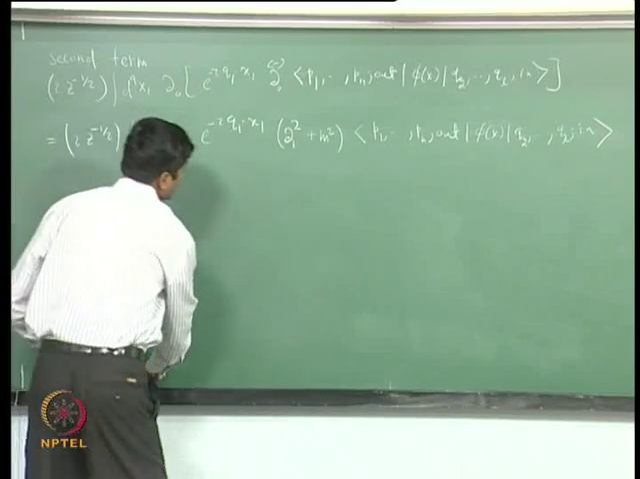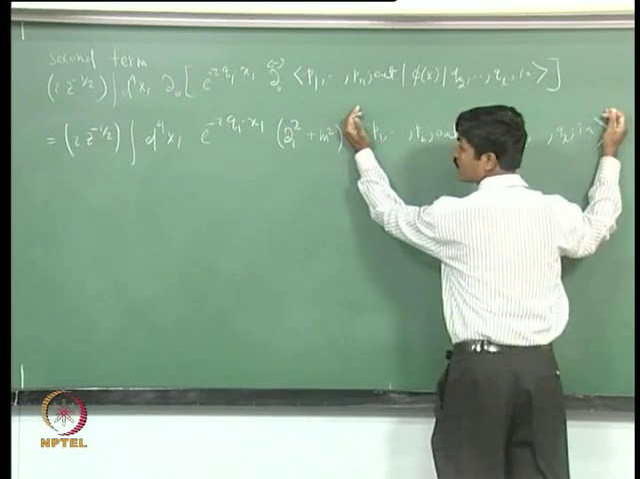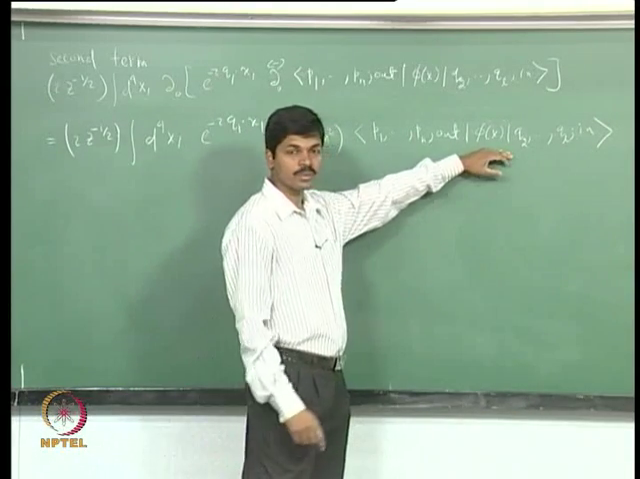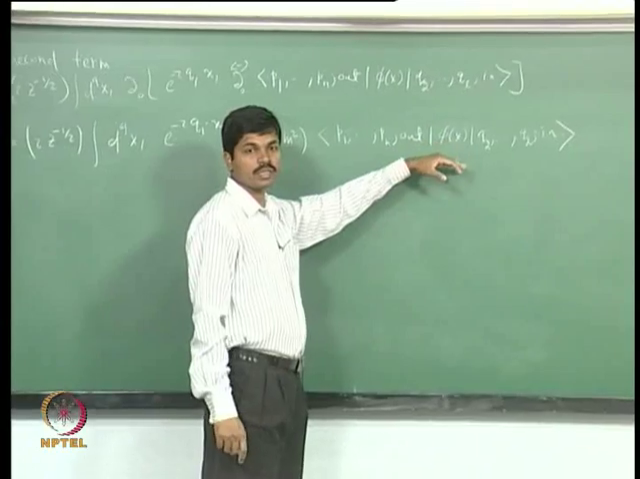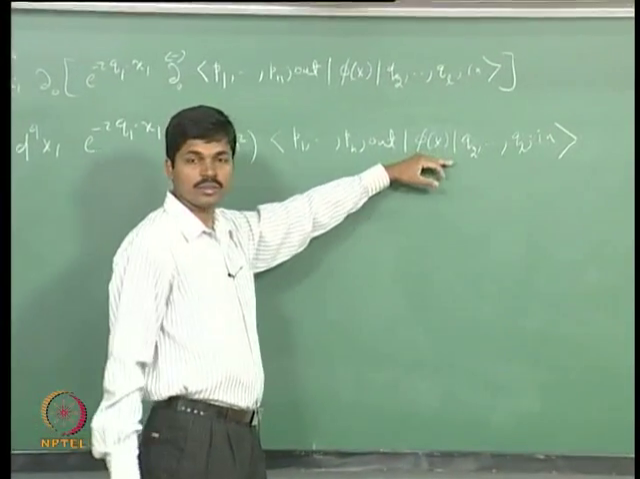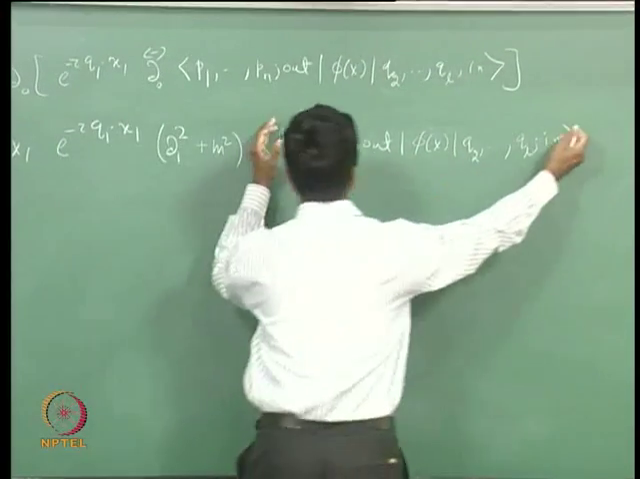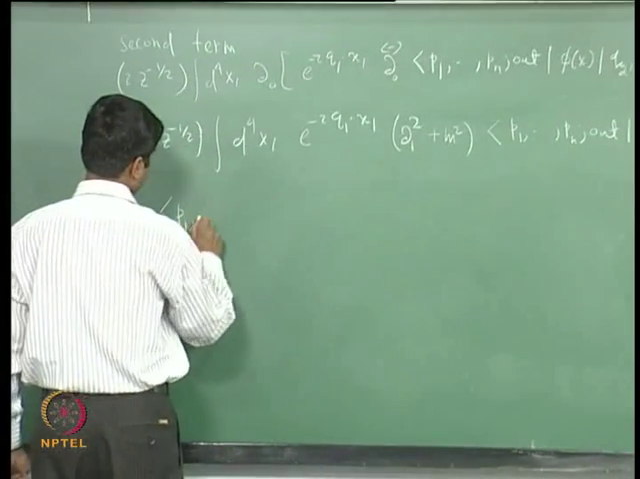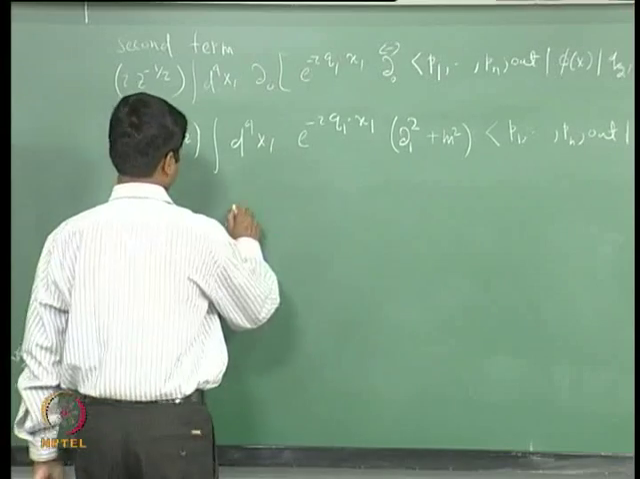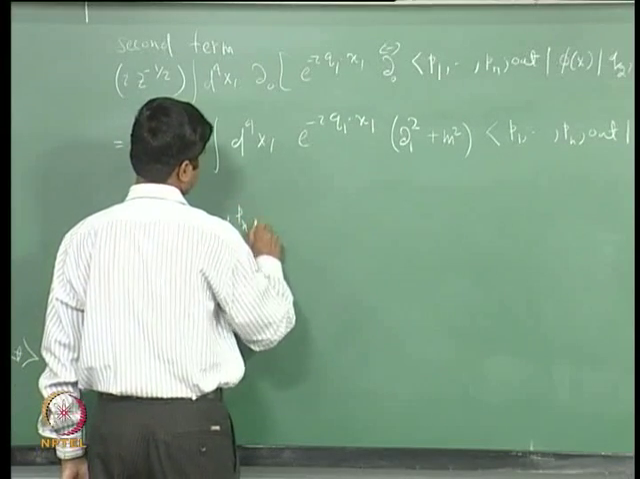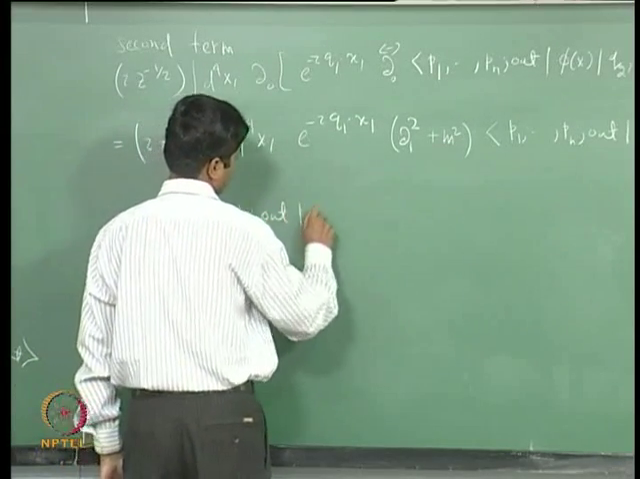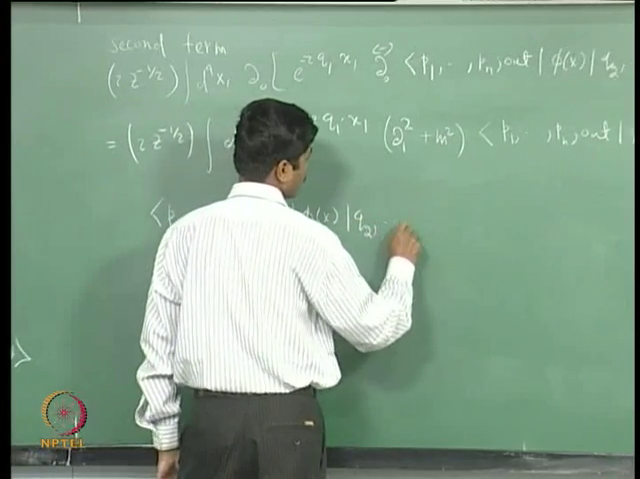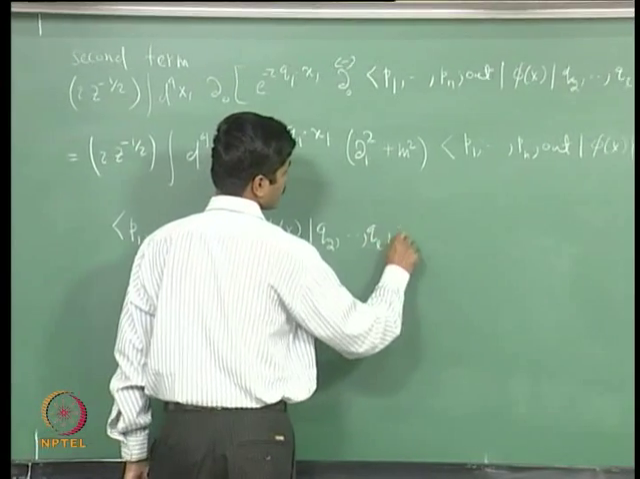Now, what I will do is I will consider this term here and then I will see if I can do further reduction to this one. So, let us consider this term here inside this integration: ⟨P1 up to Pn out| phi of x |q2 up to ql in⟩.